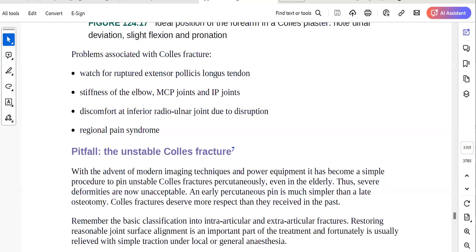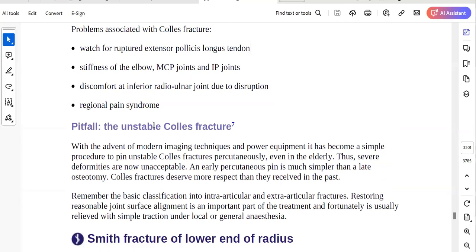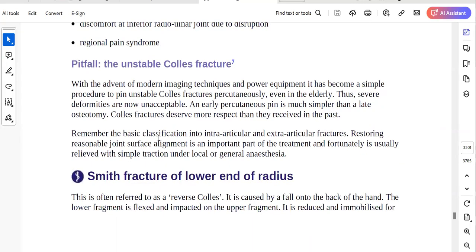So if a patient who has got a Colles fracture suddenly can't extend the thumb, you would look for this tendon injury. They can have stiffness of the joint, especially the wrist joint, and they can also have ongoing pain over there.